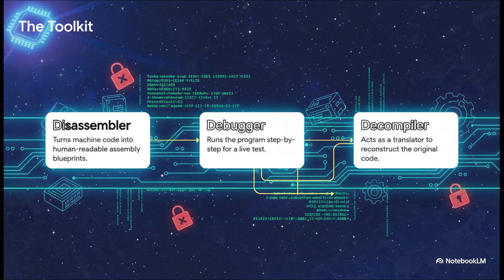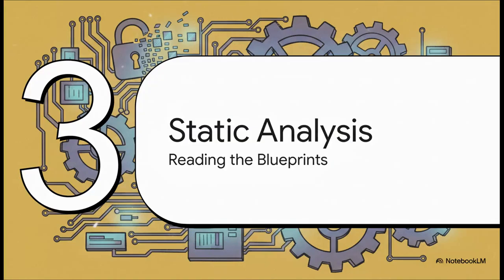First up is the disassembler. This is kind of like our set of blueprints. It turns the raw machine code into something a human can actually read, called assembly language. Then we have the debugger. Think of this as our magnifying glass. It lets us run the program one step at a time and see exactly what it's doing. And finally, the decompiler. It's like a translator that tries to take that assembly code and turn it back into the original language it was written in. For this, we're going to use a tool called IDA Pro, which is awesome because it has all 3 of these built right in.